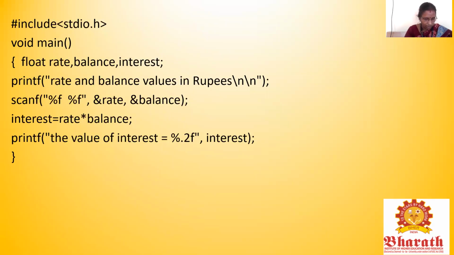So immediately what we are doing, we are writing the equivalent program. What is the program here? Include stdio.h. Then void main. First we have to declare rate of interest, balance, and interest value as floating point variables. Printf: we are printing a prompt for rate of interest and balance values in rupees. Scanf: we are getting the input from the keyboard, both rate of interest and balance value. Then interest to be paid is calculated as rate of interest into balance value. Then we are printing the interest on the screen.